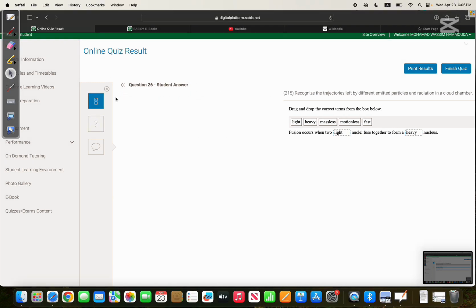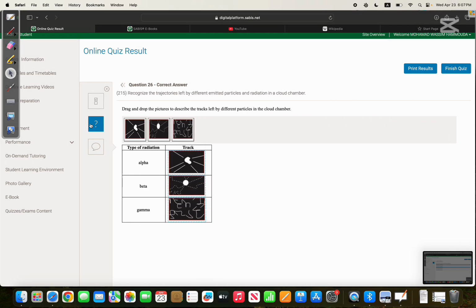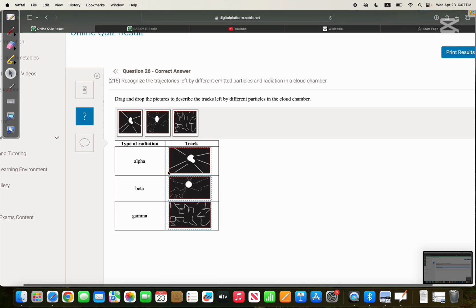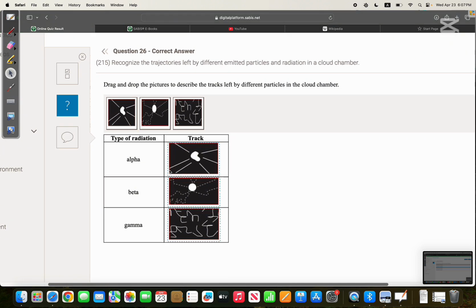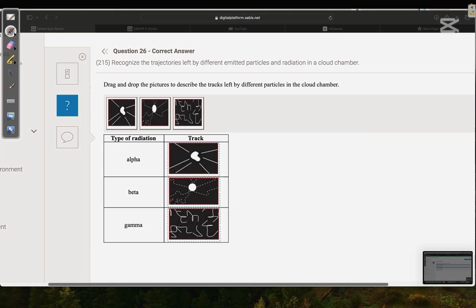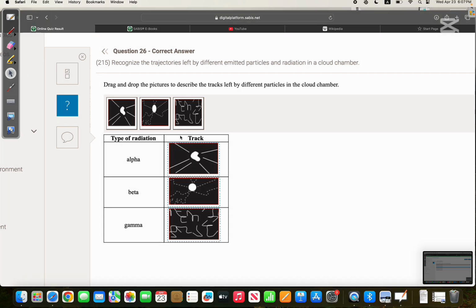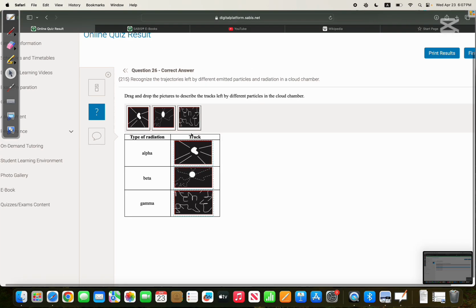Number 26. Drag and drop the picture to describe the tracks left by different particles in the cloud chamber. Alpha particles leave thick straight lines. Beta particles leave wisps, like dotted lines, like this. While gamma particles leave thin but really clear straight tracks.